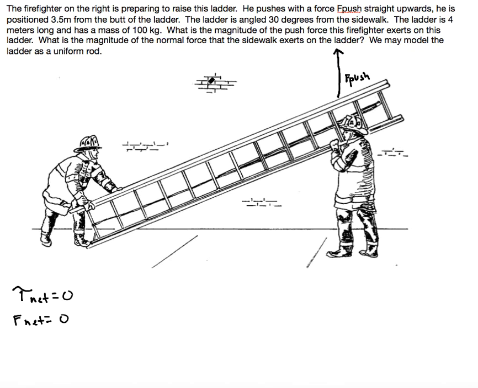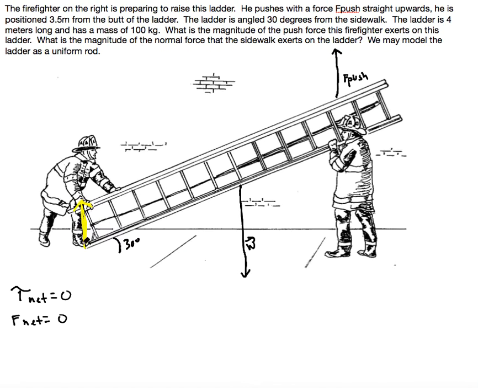And then since we're modeling this ladder as a uniform rod, the weight force will be acting in the middle and it'll be straight down towards the center of the earth. So the ladder is angled 30 degrees to the sidewalk, and there will be one more force. There'll be normal force, and that'll be straight up. All right, so that's normal force.